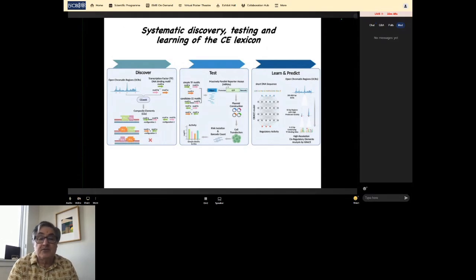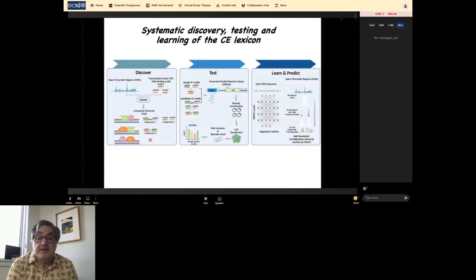And this involves three different aspects. The first aspect is using statistical genomics to analyze a very large set of regulatory DNA sequences in the immune regulome to discover what I would call candidate composite elements.